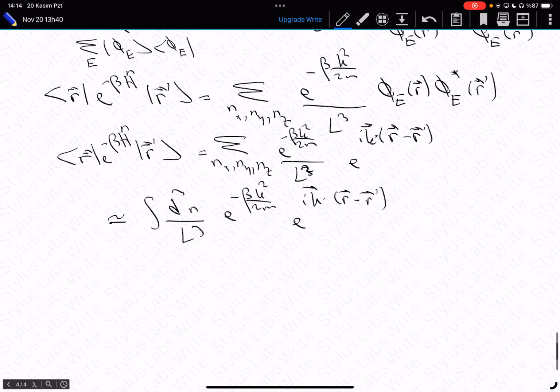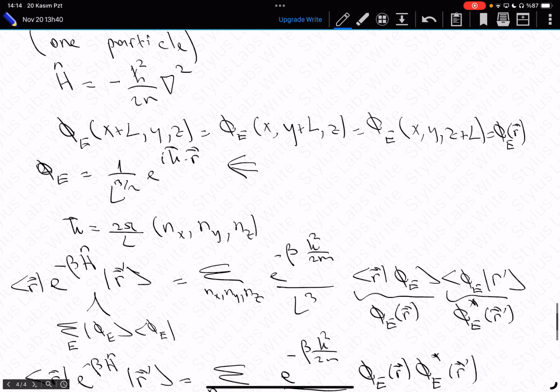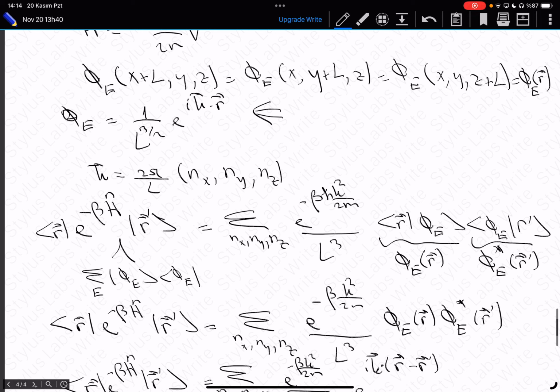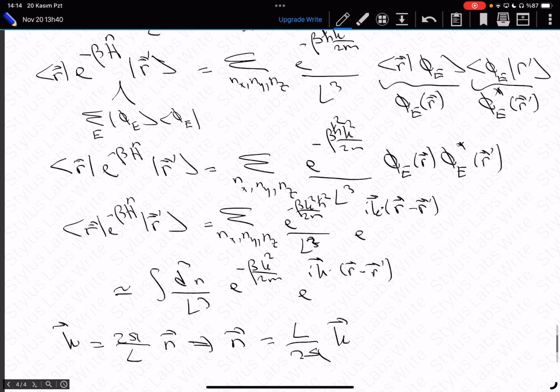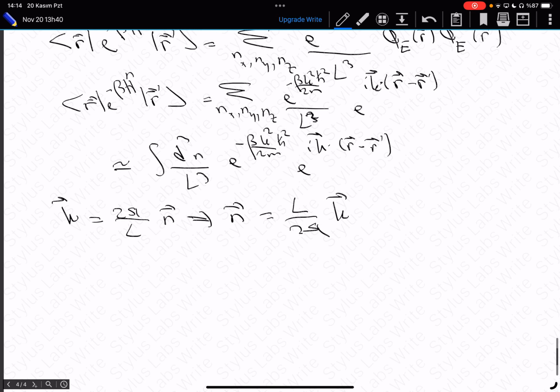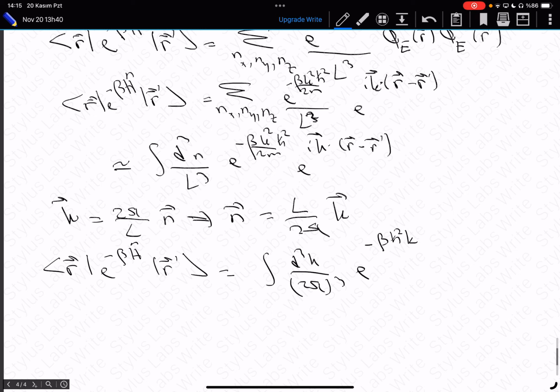And I know what k is. k is 2 pi over L times n, or n is L over 2 pi times k. So the energy is h bar squared k squared over 2m. So here I have an h bar squared. So this is equal to the integral of d cubed k divided by (2 pi) cubed, e to the power minus beta h bar squared k squared over 2m, e to the power i k dot (r minus r prime).